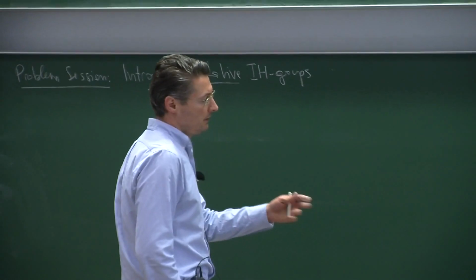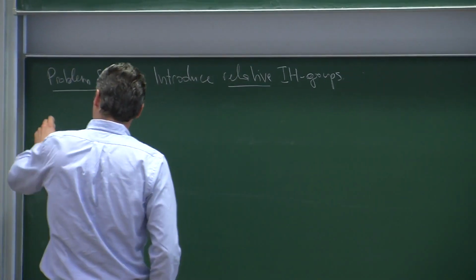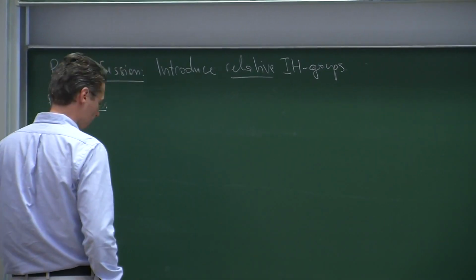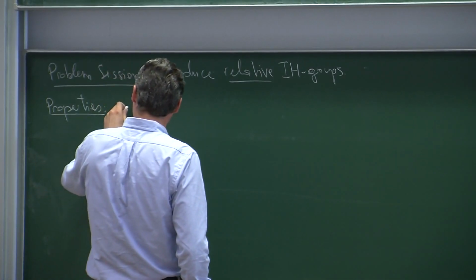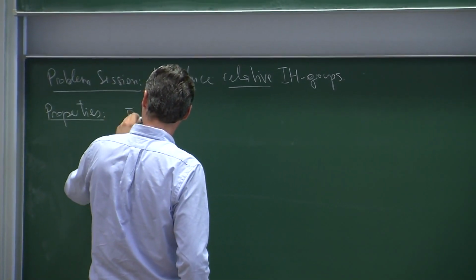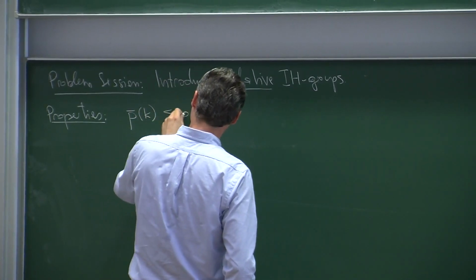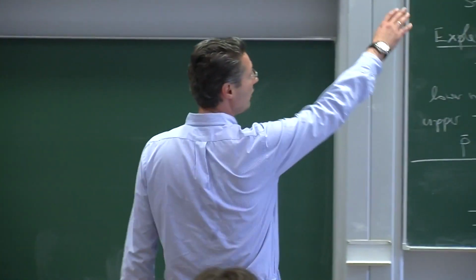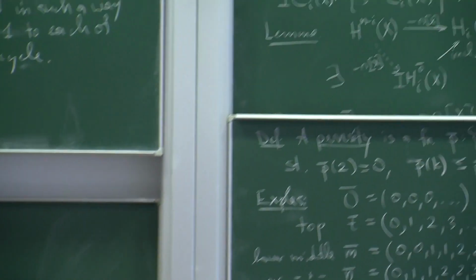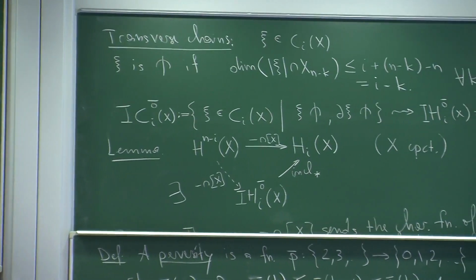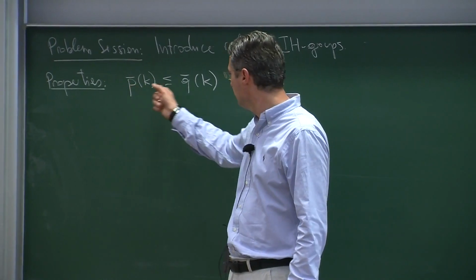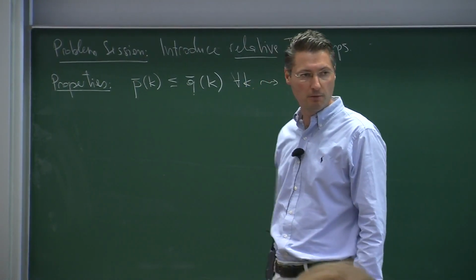Okay, now that we have these groups, what are some of their properties? Well, first of all, as I said, you get a factorization of this inclusion map, because whenever a perversity P is less than Q, then the inclusion induces a chain map from ICP to ICQ, which in turn induces a map on homology.